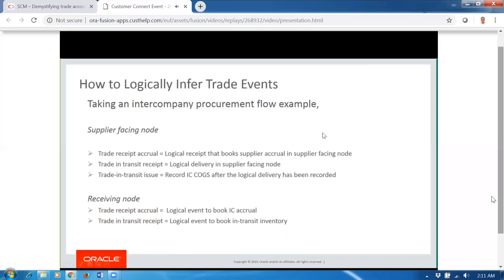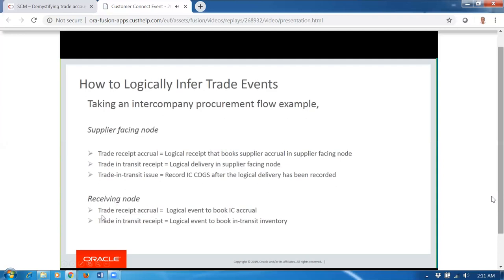Just taking that example further, the TRA event, or the trade receipt accrual event, is the logical receipt that gets booked in the books for the supplier accrual, and supplier note, which is in Singapore in our case. And the trade in transit is nothing but your logical delivery that is getting recorded. Trade in transit is the logical issue out of the logical inventory.